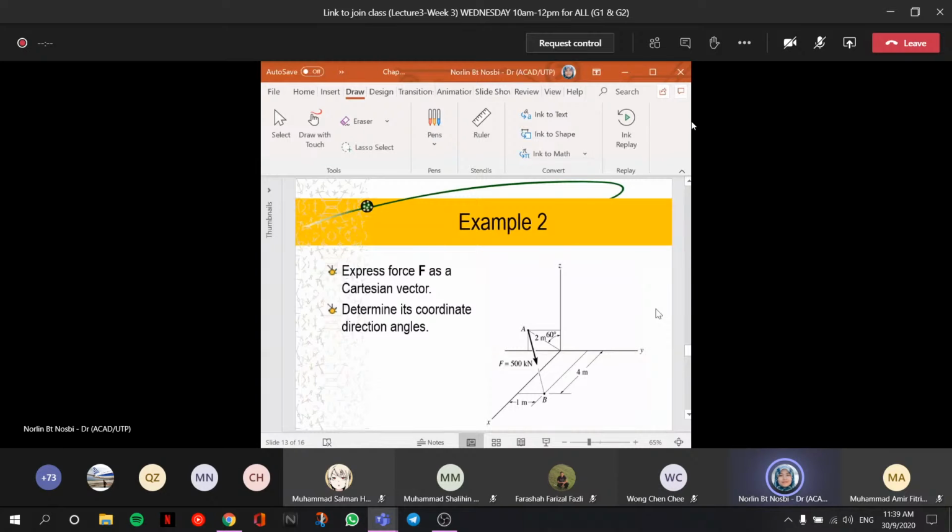In this example 2, we express force F as a Cartesian vector and determine its coordinate direction angles. How do you find it? First, you need to find the coordinates at point A and point B. Then you can find the resultant force. Let me see the coordinate for A. What is the coordinate for A?